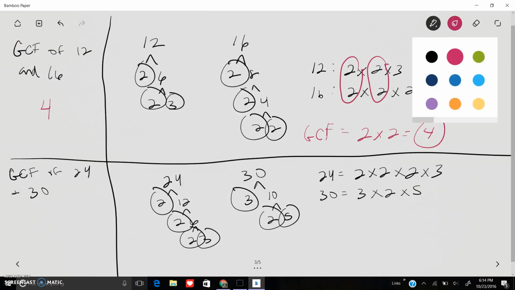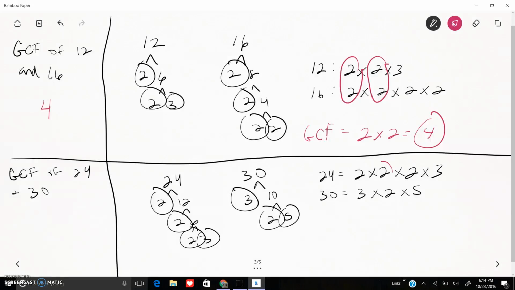I'm going to go through and circle my pairs. Oh, I have a pair of 2s here. And I have a pair of 3s. I don't have any more 2s or 5s. So my GCF then should be 2 times 3 equals 6. Okay, easy peasy, not too hard.